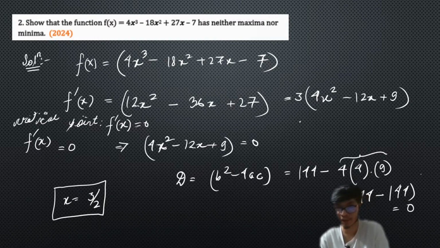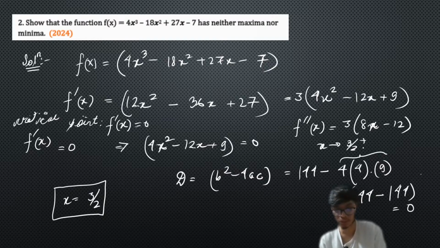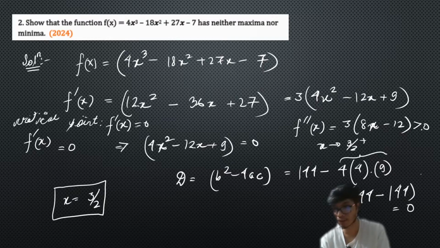So what we'll do, we try to differentiate it again. If we differentiate this part again, we're going to have 3 as a common factor. So we differentiate it again, we're going to have 8x minus 12, right? Now what you see at the value of x equal to 3 by 2, this particular thing is equal to 0, right? Now what you understand is that at values greater than 3 by 2, so I have written 3 by 2 plus. What does 3 by 2 plus mean? It means that it is greater than 3 by 2. So if it is greater than 3 by 2, I will have this as positive, right?